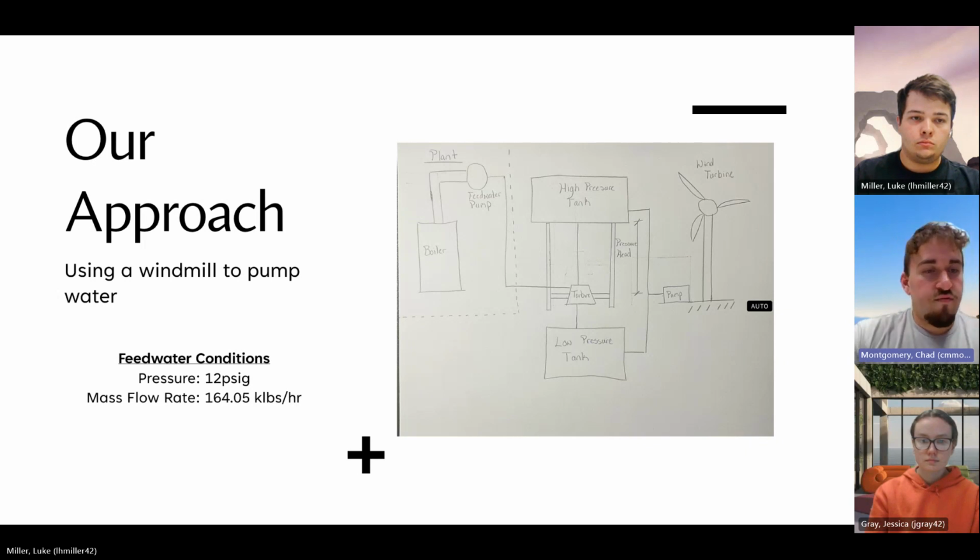And here to the left, we have the feed water conditions. The pressure is 12 psig and the mass flow rate is 164.05 kilopounds per hour. These were taken from the measure.